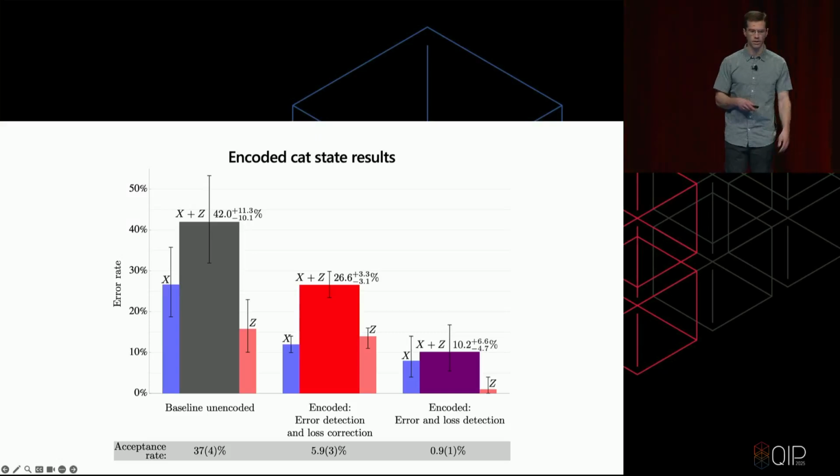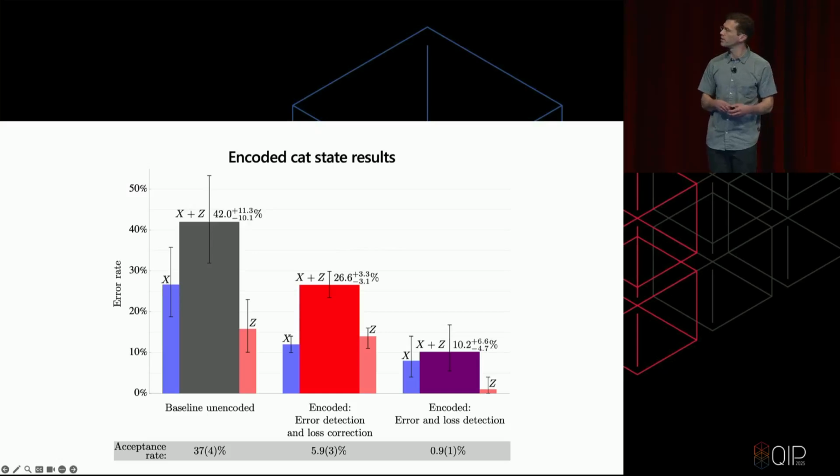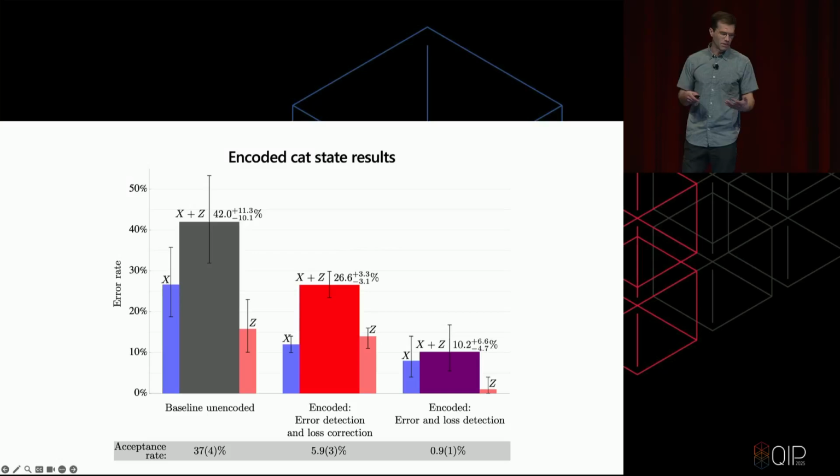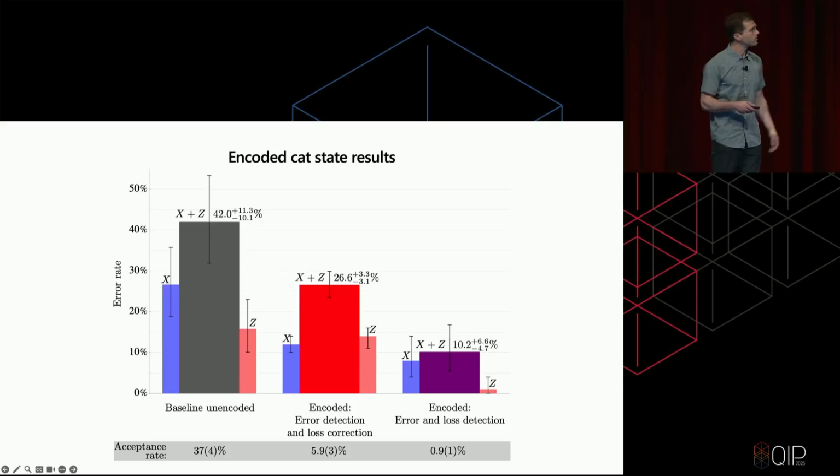And then the encoded results, the middle column, show that the total error rate is 26.6, about 27%, using the 422 code. And the acceptance rate was about 5.9%. So you have a lower acceptance rate, but you also have a lower error rate. So you're trading that off. But it is working. So error correction, loss correction is working. You're able to reduce the error rate, get a more accurate encoded cat state using this code.